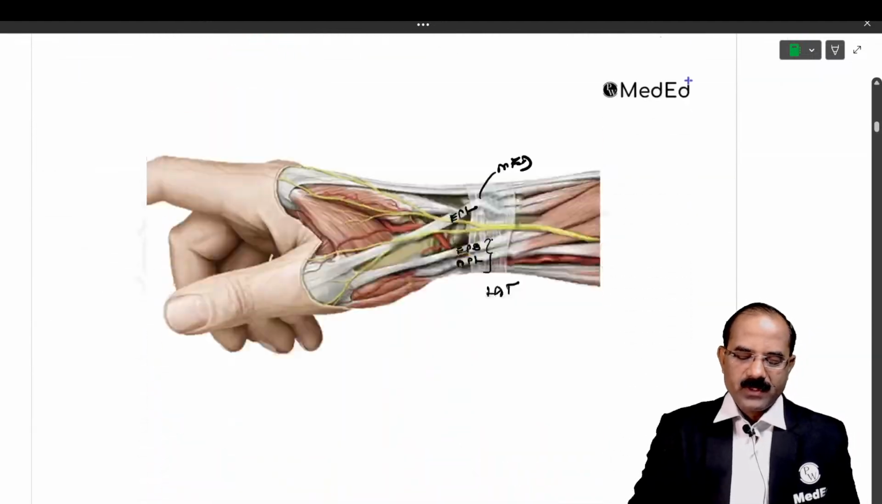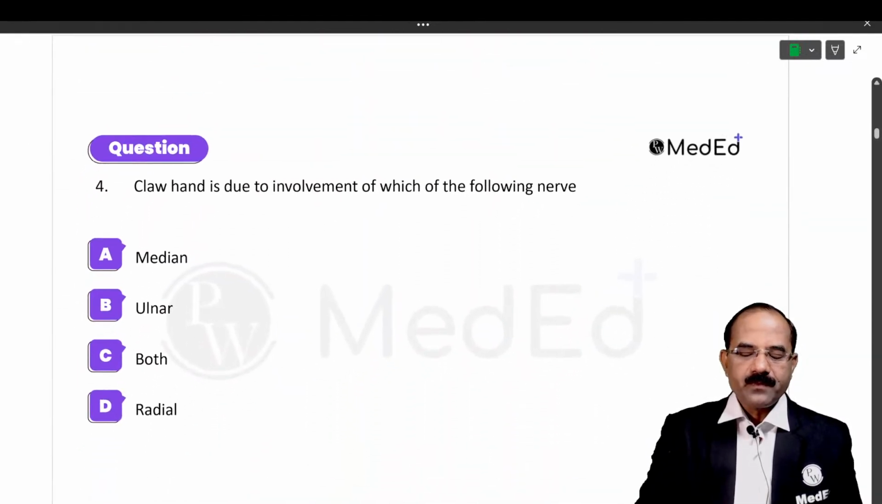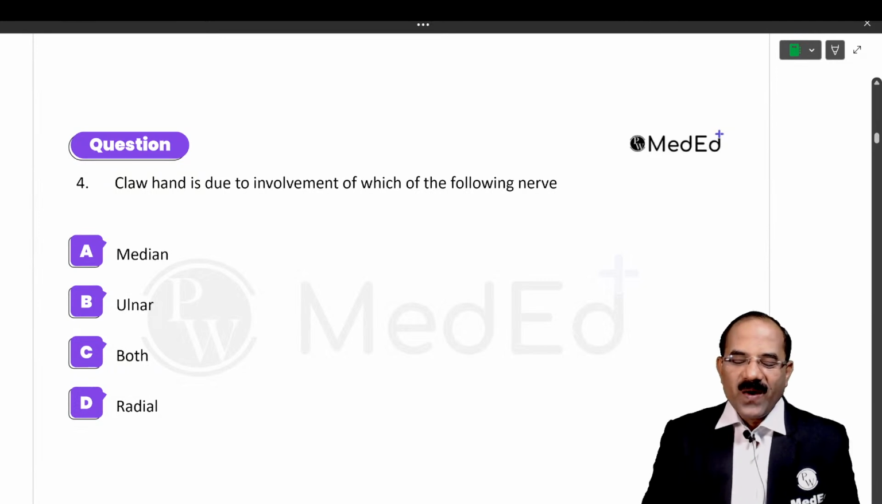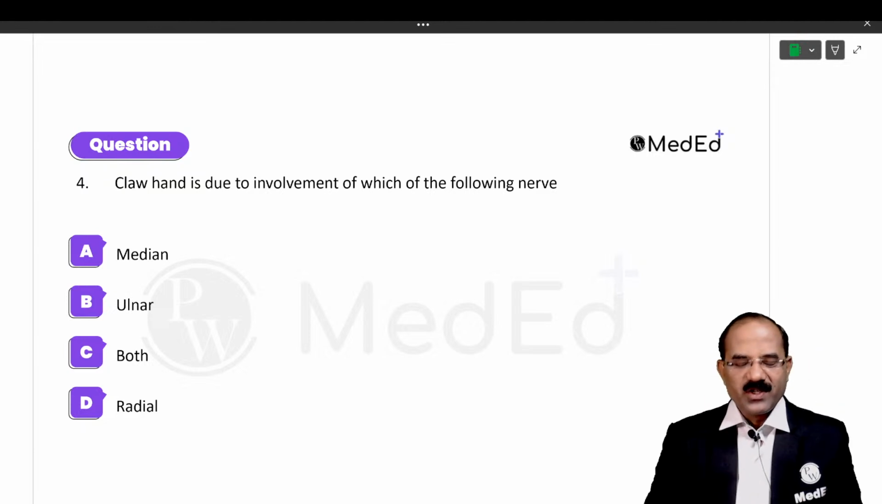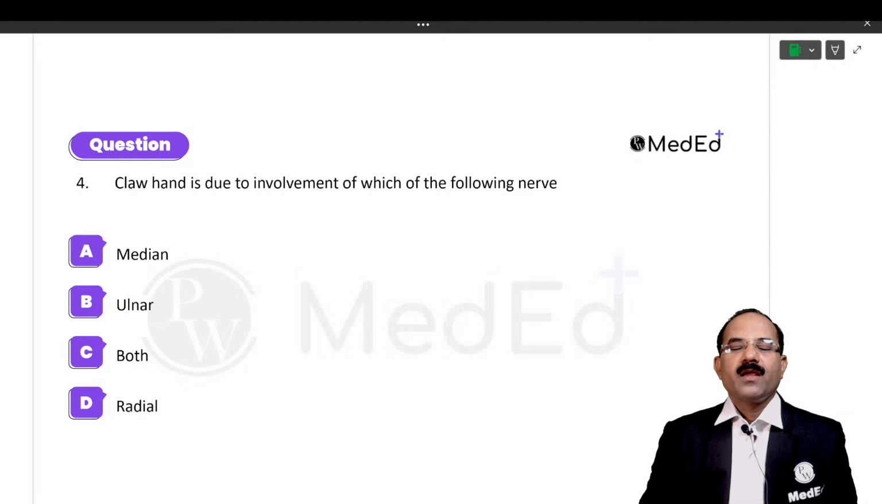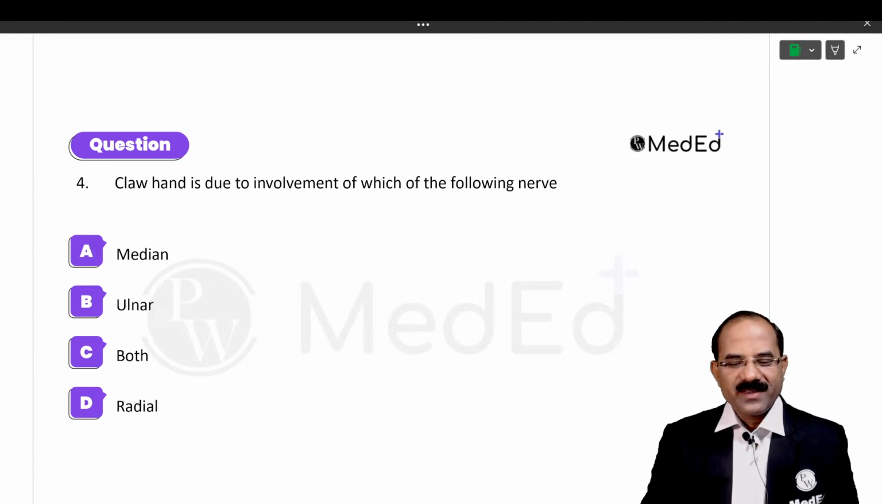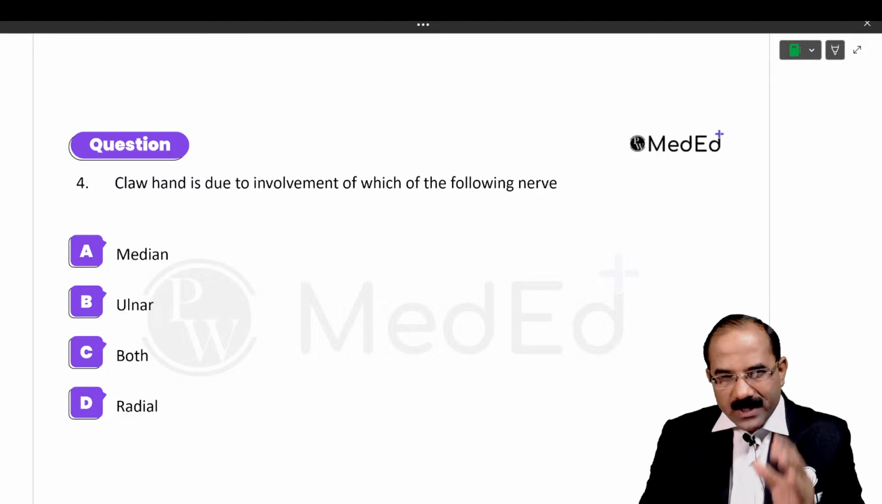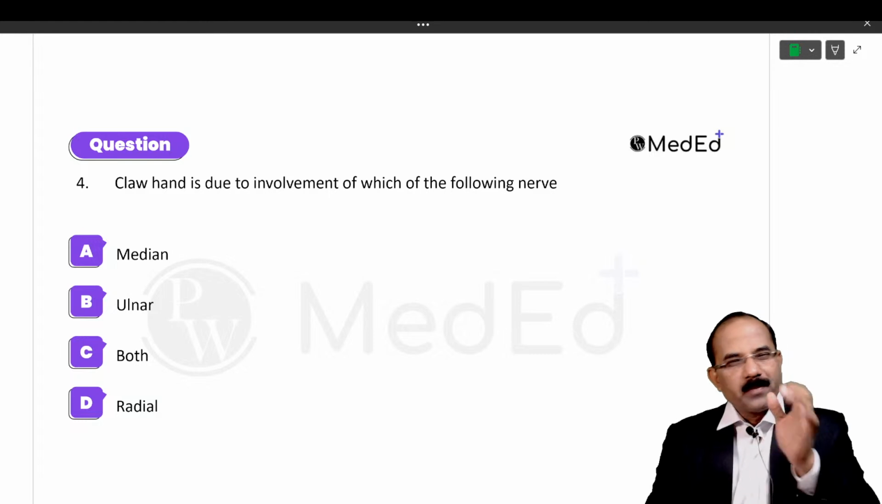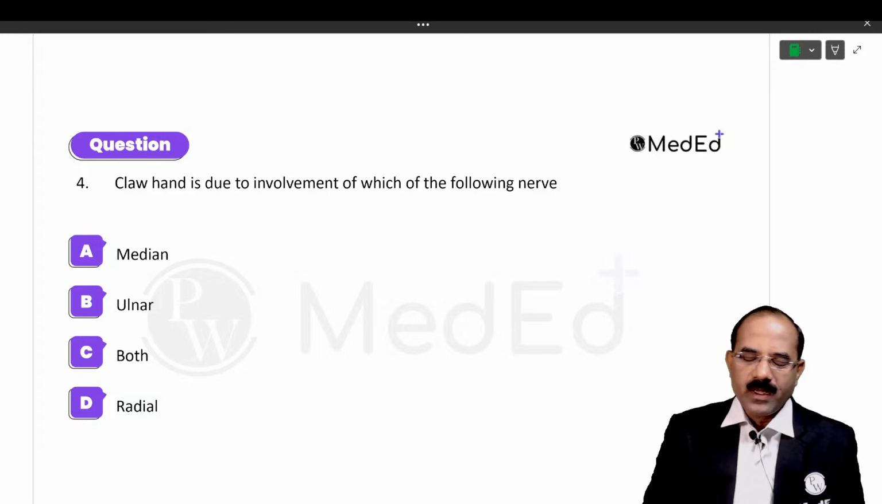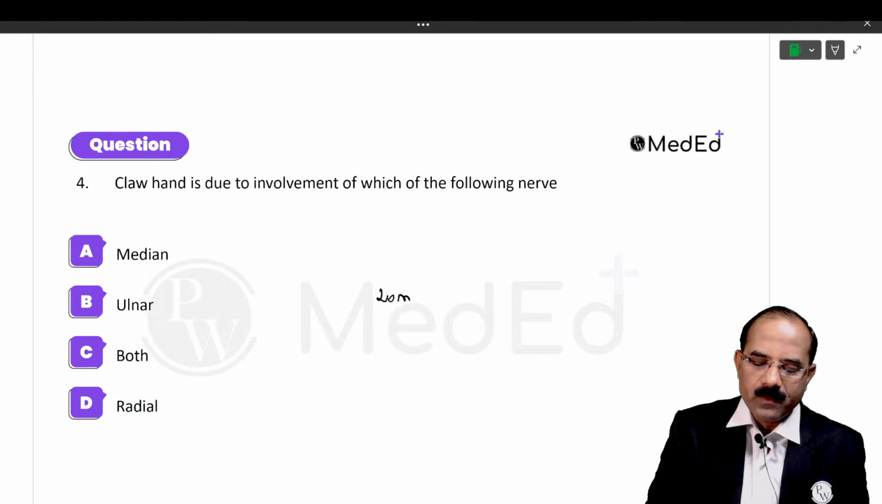Perfect. We proceed to the next MCQ, students. Answer this. Claw hand is due to involvement of which of the following nerve? An easy MCQ. Chalo, answer. Claw hand is due to involvement of? Just tell me which muscle when paralyzed leads to claw hand. Which is that muscle? When paralyzed, it leads to claw hand. The name of the muscle is lumbrical.